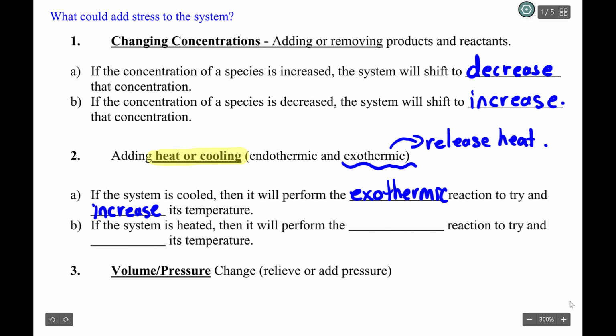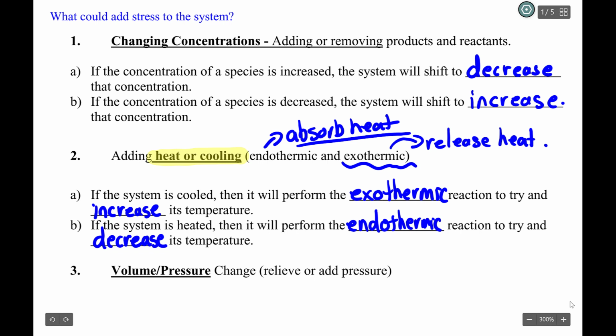Conversely, if the system is heated, the opposite thing would be to cool the system. So then it would perform the endothermic reaction and try to decrease its temperature, because endothermic reactions consume or absorb heat. We're just always trying to do the opposite thing that has been done onto the system.